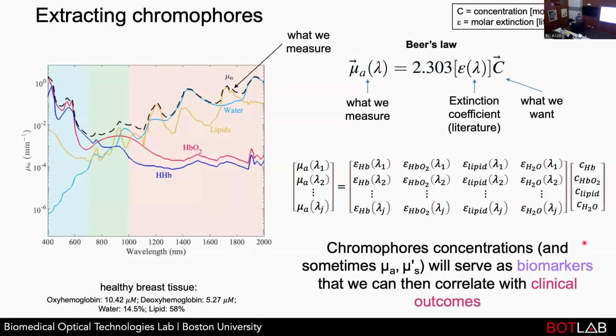And these chromophore concentrations, and sometimes mu A and mu S prime, are what we use as biomarkers to make clinical decisions. It's what we're using to make diagnoses or prognoses for a given subject. So we want to extract those chromophores. I say sometimes mu A and mu S prime because sometimes scattering is the metric you're actually using. You say if you're above the scattering metric, maybe you have disease X. If you're below, you don't.